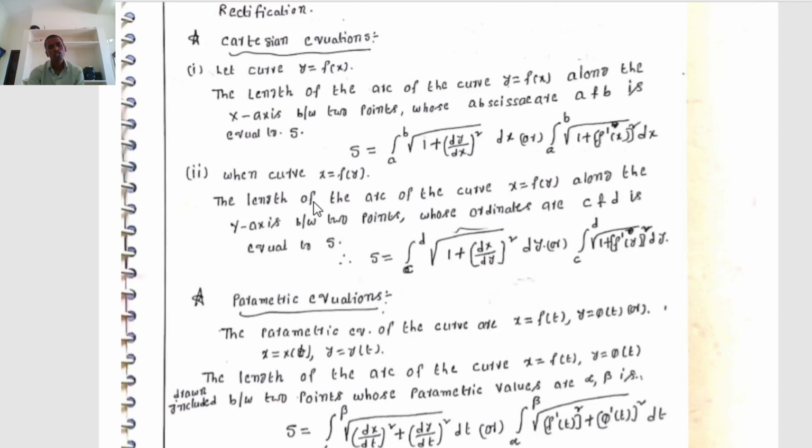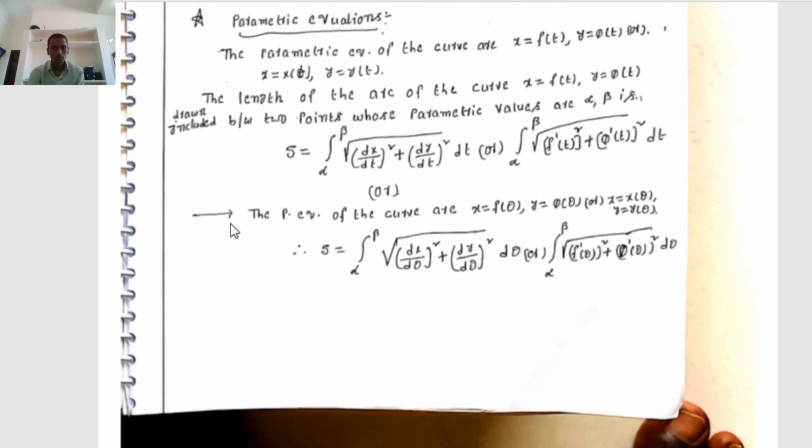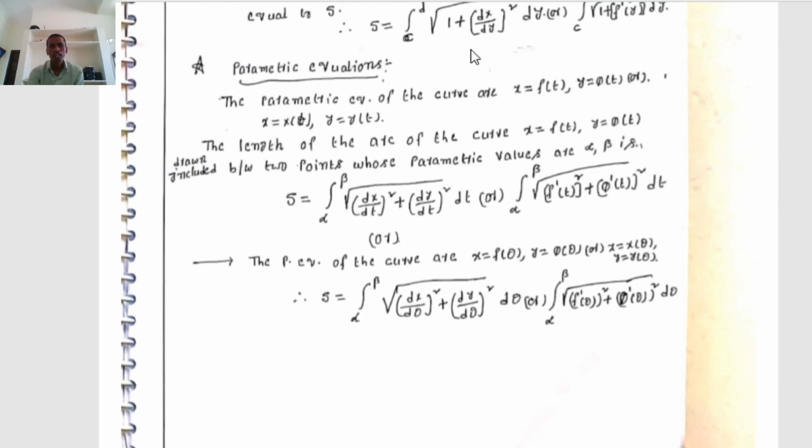Another one, x equal to f of y, where the length of the curve along the y axis whose y limits are c and d, that is s equal to integration c to d square root of 1 plus (dx by dy) square into dy, or integration c to d square root of 1 plus (f dash of y) square into dy. Next one, parametric equation.